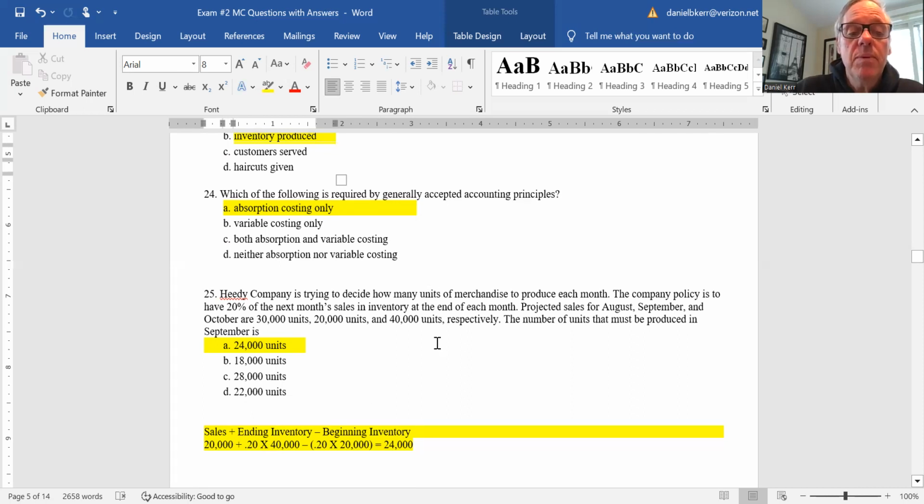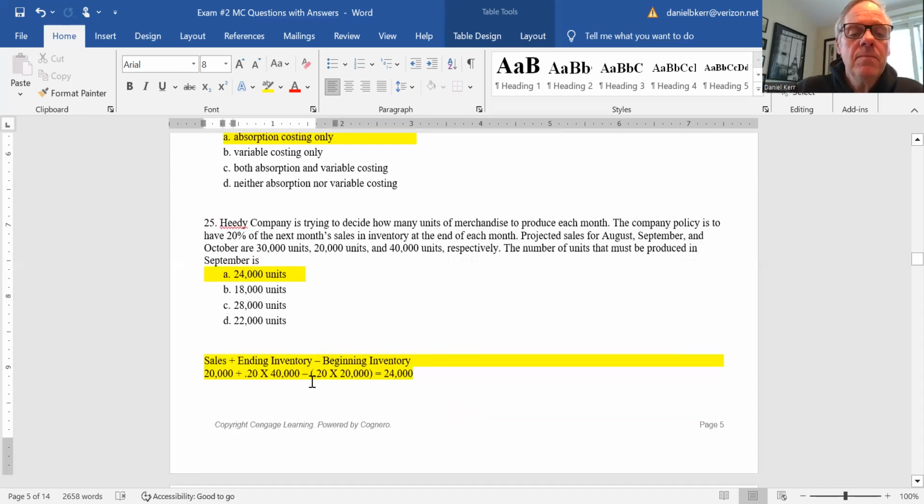So you use these numbers up above and you find out that sales was 20,000 for September. The ending inventory for September is 20% times the number of units you want in ending inventory, and that's 40,000 for the next month, which would be October, minus the beginning inventory, which would be 20% of the sales that you had in September. So it's sales plus ending inventory minus beginning inventory. Answer is 24,000. Answer is A.